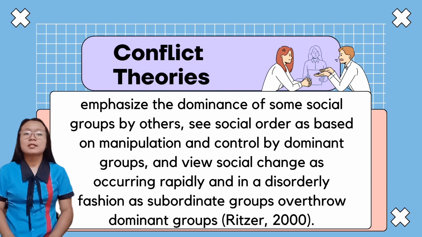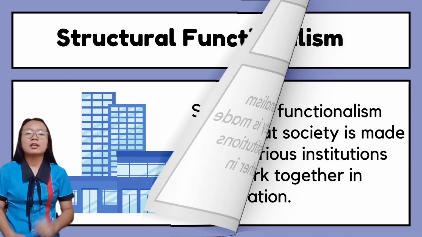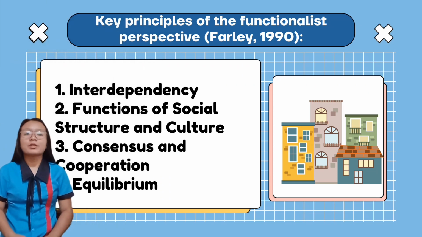Imagine society is a giant machine with many parts. Structural functionalism. So now let's proceed to structural functionalism. It says these parts all work together to keep the machine running smoothly. Here are the key ideas. First, interdependency, or everything's connected, just like the parts of a machine. Different parts of society rely on each other. Farmers grow food so people in cities can eat.